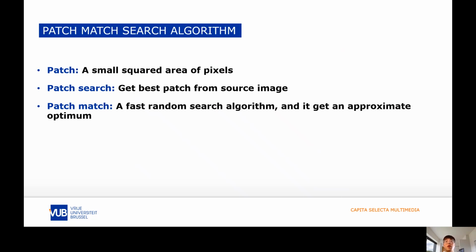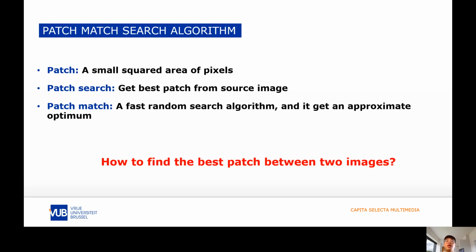The previous approach would be to search for every patch in the target image, the best matching patch in the source image. However, this has a high time consumption, so the paper uses approximate nearest neighbor. We call it ANN. ANN is based on random values, and we don't need a perfect match to gain good results. And then we get the next problem. How to find the best patch between two images?